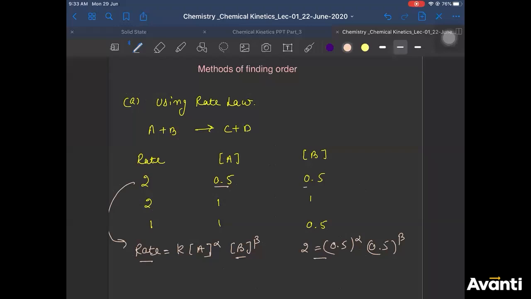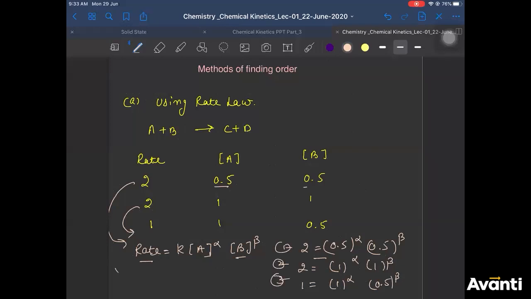When you substitute these values in this expression, you'll get this equation. Then you can substitute the second values. Rate is 2, A concentration is 1 power alpha, 1 power beta. Then you can put the rate value as 1. If you put the rate value as 1, you'll get 1 power alpha, 0.5 power beta. Correct? Now this is your first equation, second equation, and third equation.